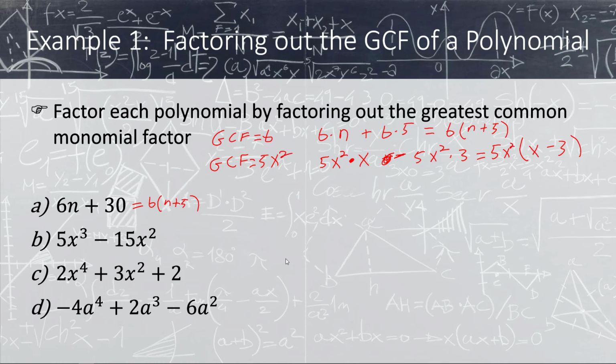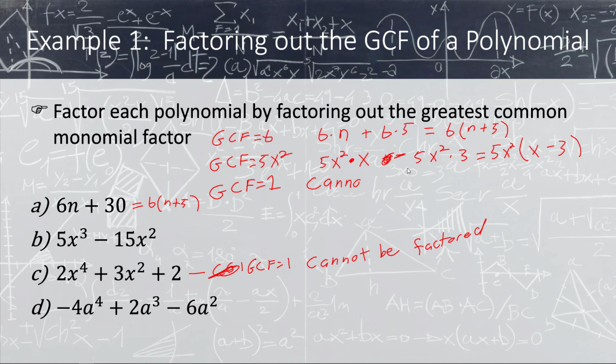Okay, what about the third one? For the third one, the greatest common factor is equal to 1. If the greatest common factor is equal to 1, that means outside of 1, there are no common factors. As a consequence, this is not factorable. This cannot be factored. GCF equals 1, cannot be factored.